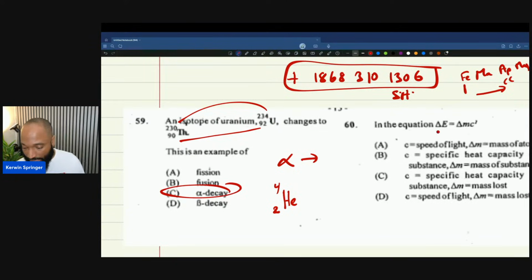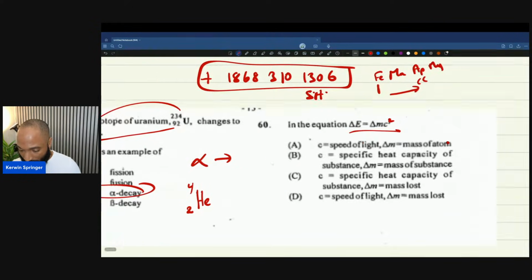So in this equation, change in energy is equal to change in mc squared. C is the speed of light. M is the change in mass. It's not specific heat capacity. Speed of light, mass loss. This is better. Because that delta M, the delta means change in mass. So D is even better. D is the better answer.